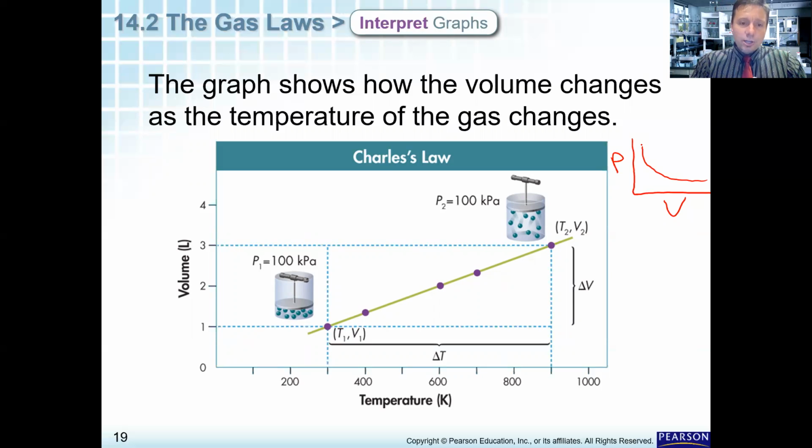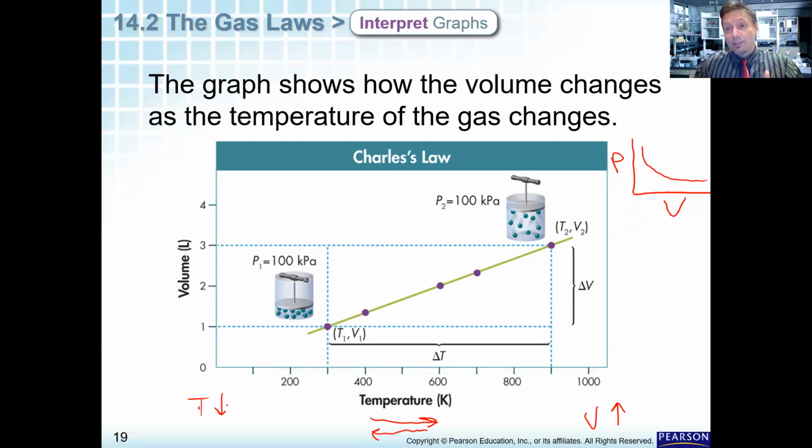But today, let's look at Charles's law. So we have volume and temperature. So let's look at what happens here. As the temperature goes up, the volume increases. That's what we see happen. And as the volume decreases, the temperature decreases. So it's a direct relationship, and it's a straight line.